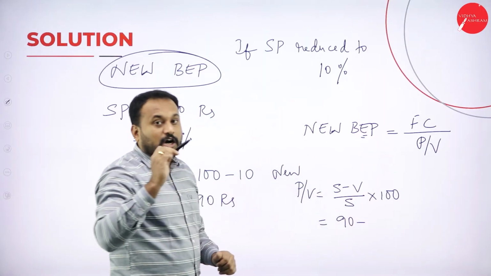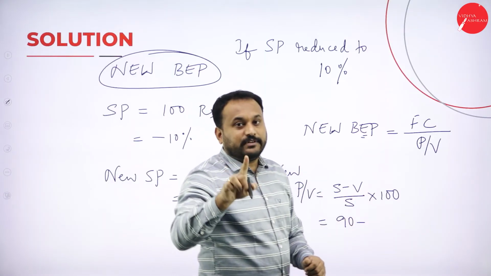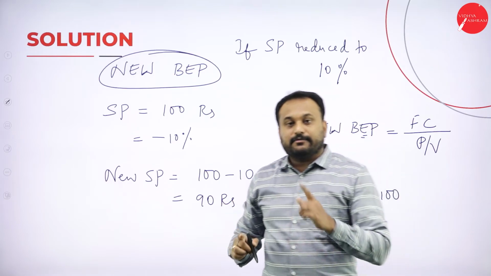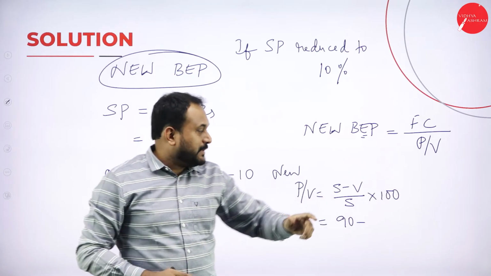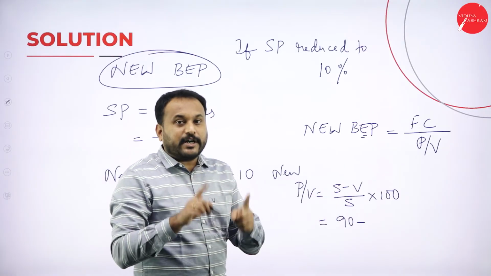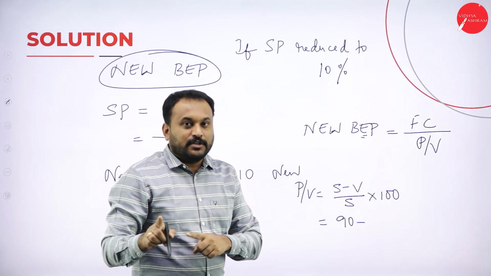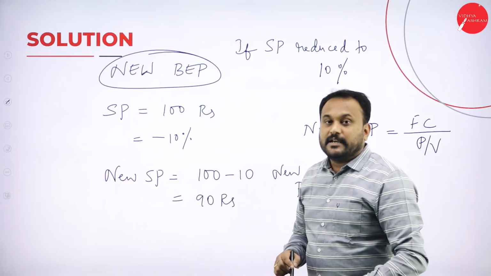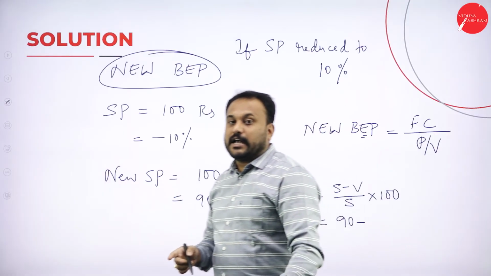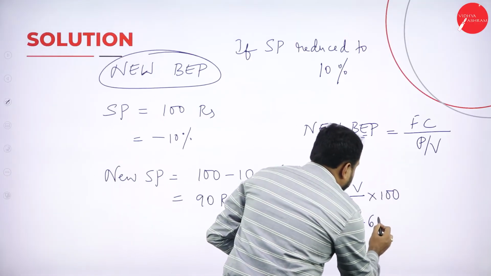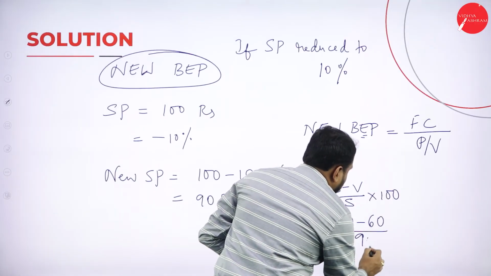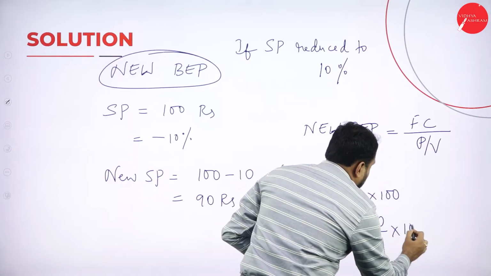Now variable cost per unit. Please understand, even in the flexible budget, I have told you total variable cost will change, but variable cost per unit will never change. So what is the variable cost per unit? That is our 60. So 90 minus 60 divided by 90 into 100.